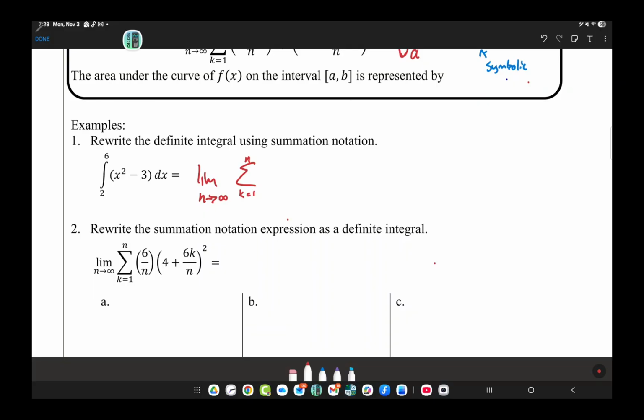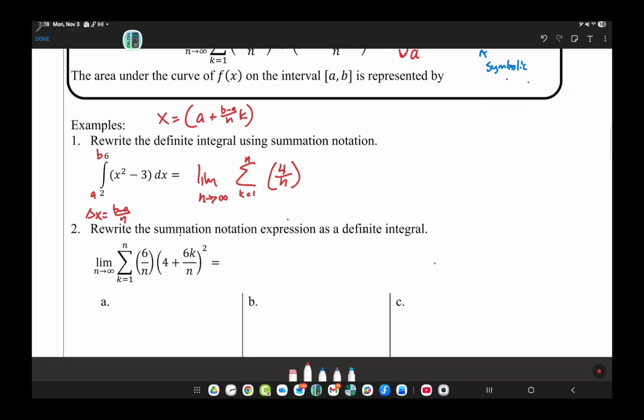Now, what is my delta x here? Since this is my b and this is my a, delta x is b minus a over n. So 6 minus 2 over n would just be 4 over n. Now, what we're going to plug in, x is going to equal a plus your b minus a over n times k every single time. So all you're going to do is replace every x value with that.